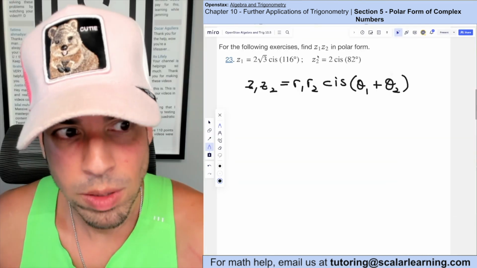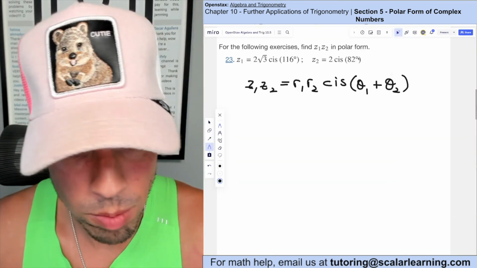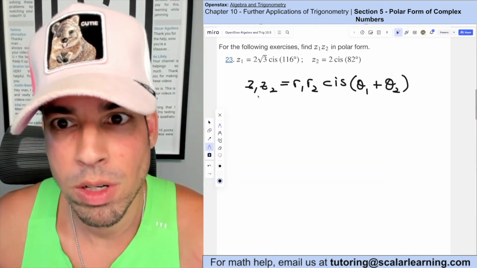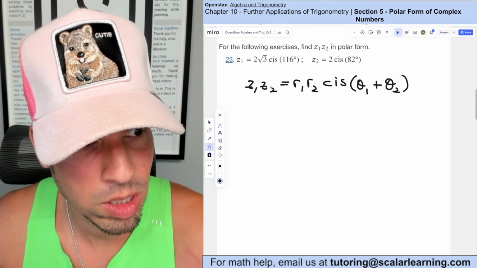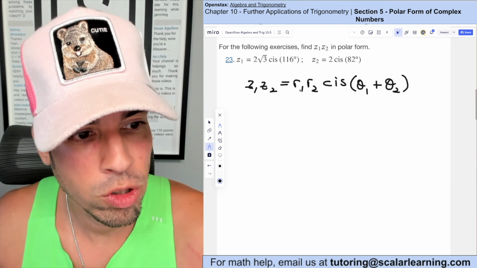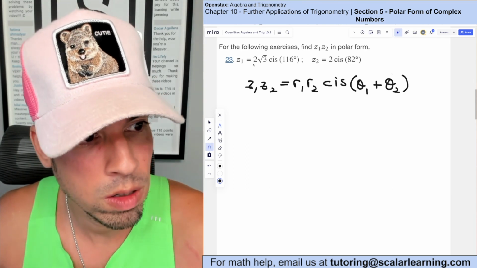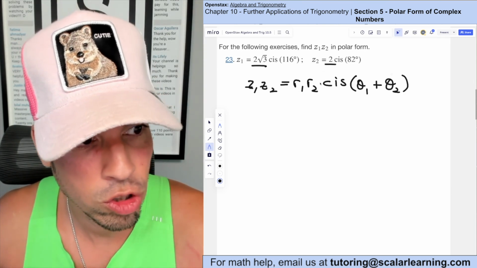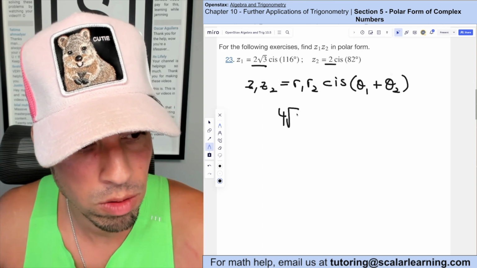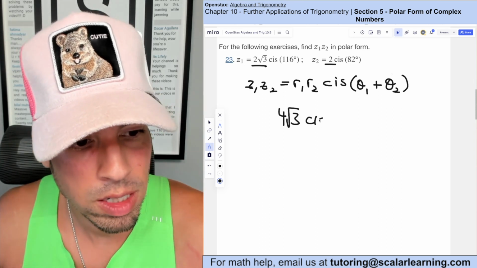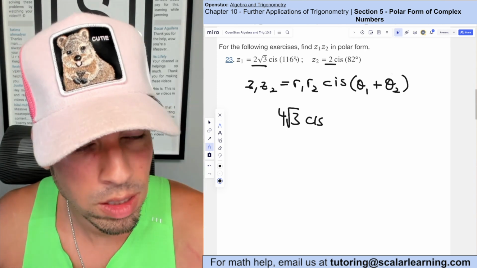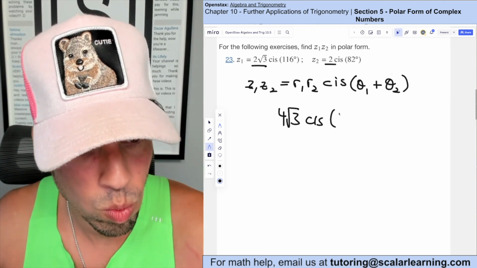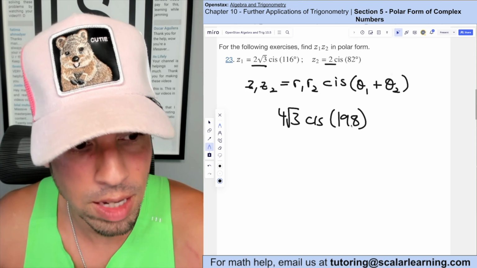Done. For the following exercises, find z1 times z2 in polar form. So what I've done here is I already wrote down the general formula for how we're going to get z1 times z2, that product. So what we do first is we multiply r1, which is this value right here, and r2, and that would be 4 rad 3. And then we take cis of the sum of these two theta values. 116 plus 82 is 198, and that's it. That's how you do it.